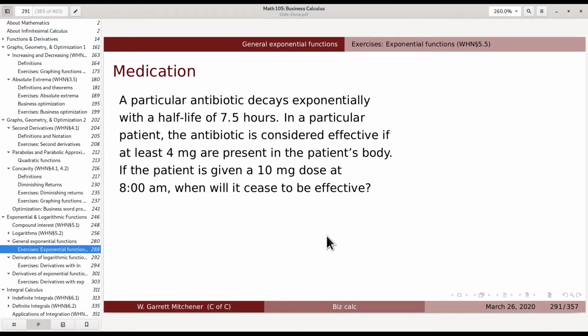Here's one more. A particular antibiotic decays exponentially with a half-life of 7.5 hours. In a particular patient, the antibiotic is considered effective if at least 4 milligrams are present in the patient's body. If the patient is given a 10 milligram dose at 8 o'clock a.m., when will it cease to be effective? Okay, this one is going to have a couple of little complications.